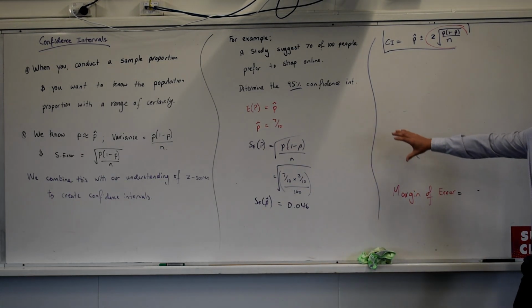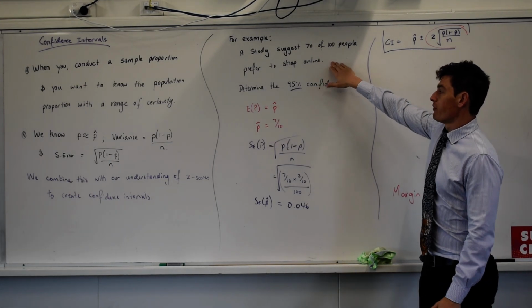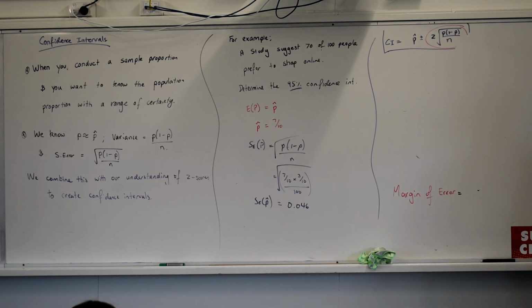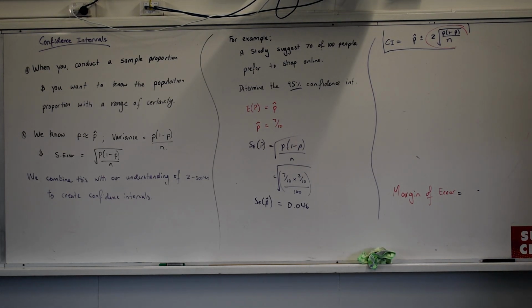So, we're going to look at an example. We've got 70 out of 100 people prefer to shop online. Determine the 95% confidence interval. And that's all the information you need.